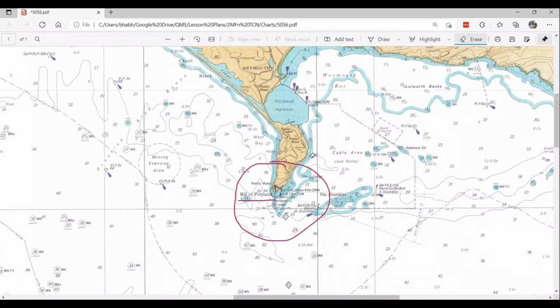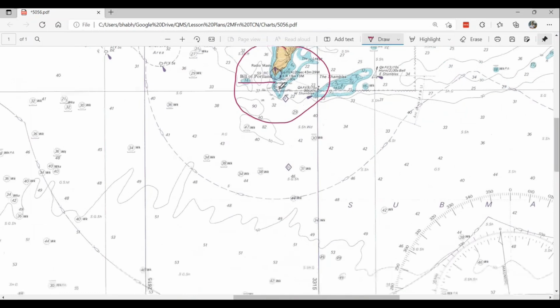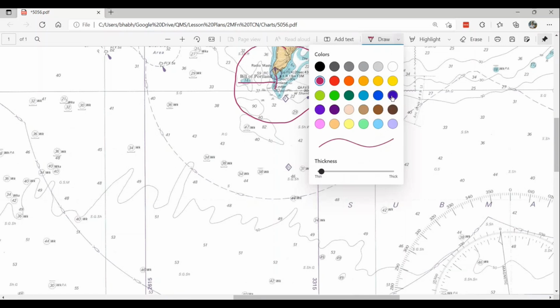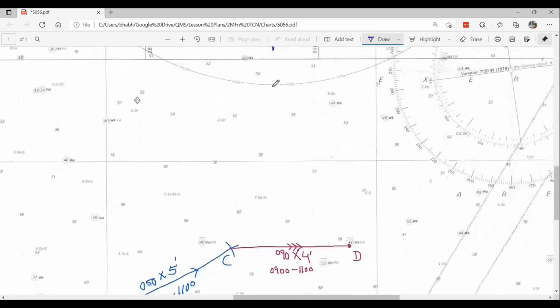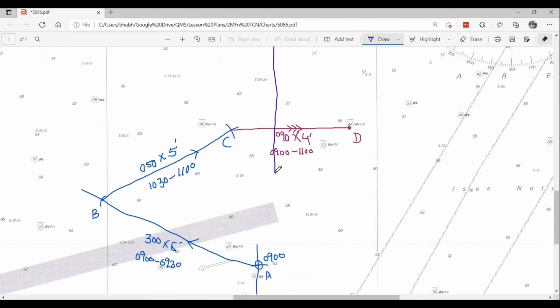So this means we have a PL for 1100. Let's draw that PL. It is bearing north. Let us draw it in blue color. Let's extend it. So this is our 1100 PL. I have extended it all the way down. Let's extend it up to here. This is our 1100 PL.